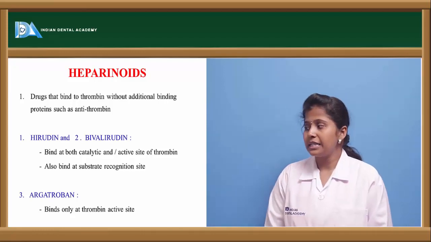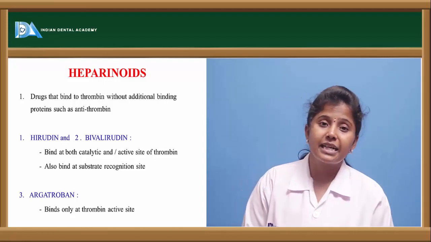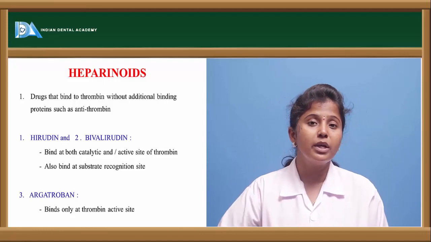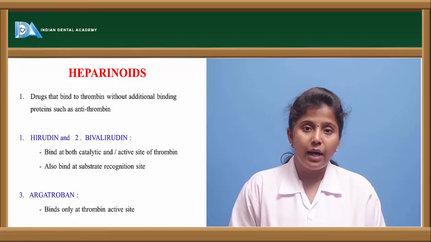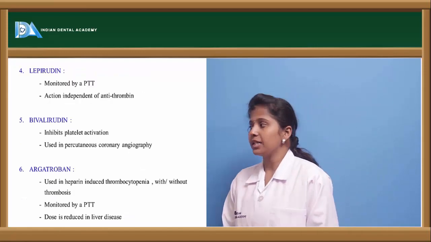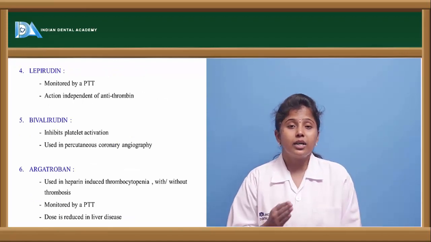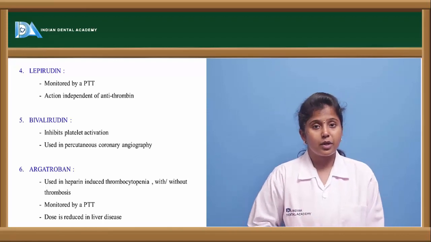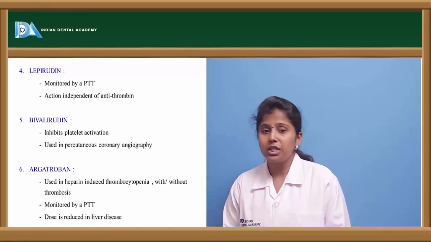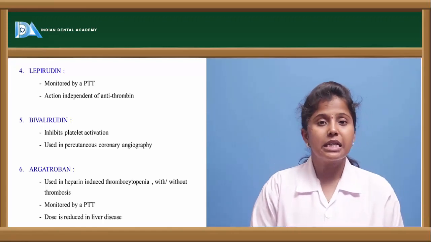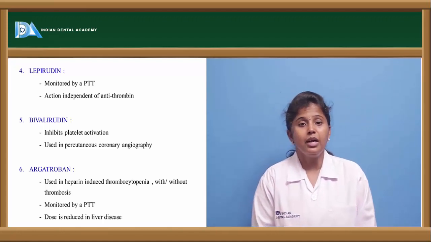And argatroban is a drug which binds to the thrombin site instead of thrombin. So it won't allow the thrombin to bind at its receptor site. This drug replaces the thrombin and thereby prevents the action of thrombin. The other drug is lepirudin, and lepirudin has to be monitored because on long-term usage it may cause hemorrhages. So the bleeding time should be monitored for this drug, and this action is independent of antithrombin, in the sense that it is directly inhibiting the factors.